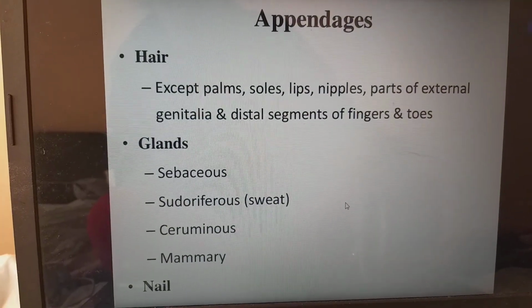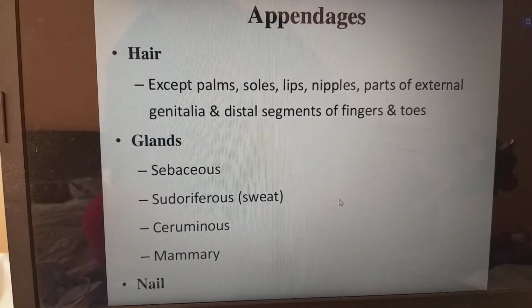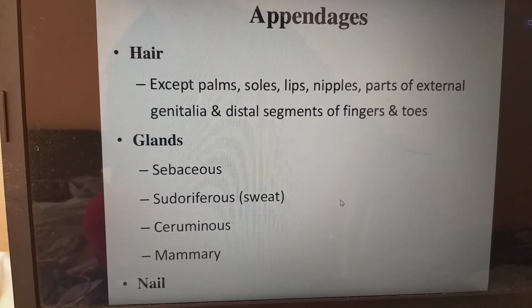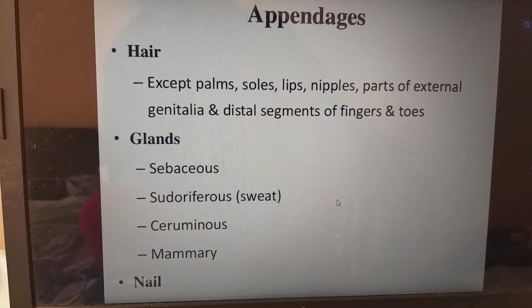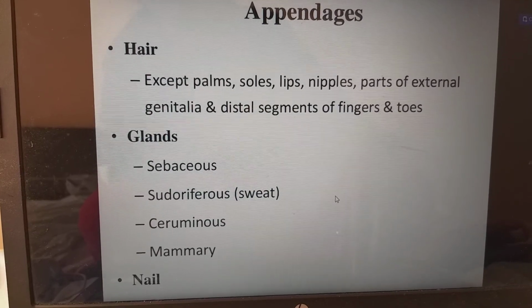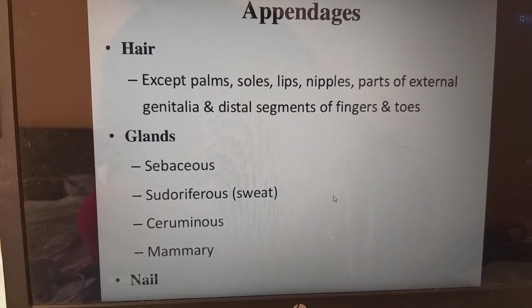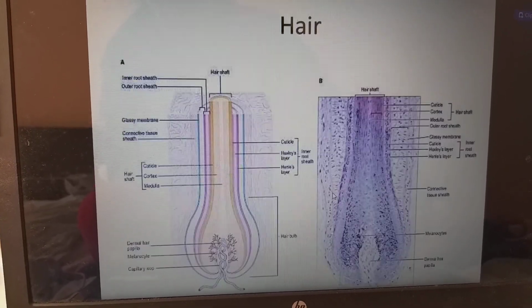Coming to the next, appendages. Hair: except the palm, sole, lips, nipples, a part of external genitalia, and distal segments of fingers and toes, everywhere else we have hair. Next, glands: sebaceous gland, sudoriferous gland, ceruminous gland, mammary gland, and nails. So all these things we call appendages.